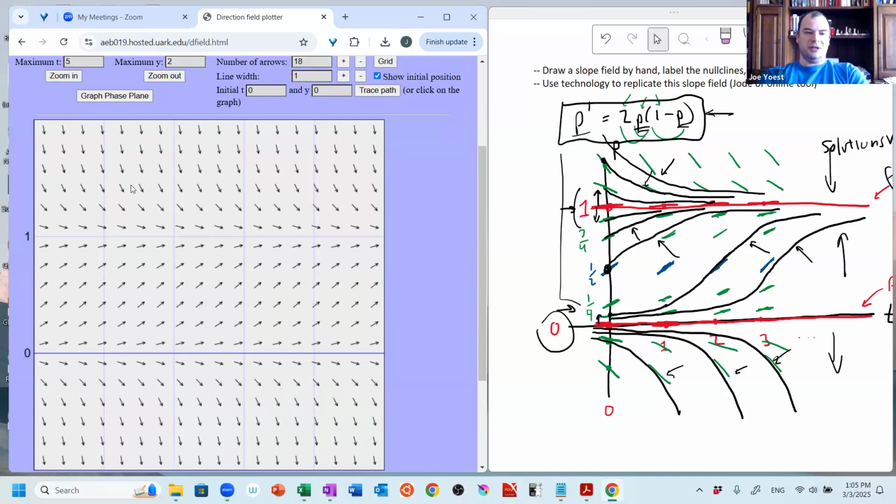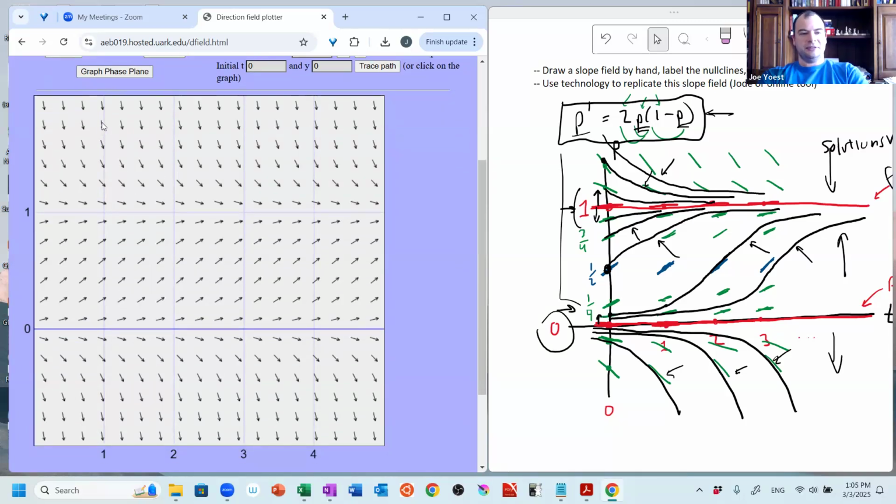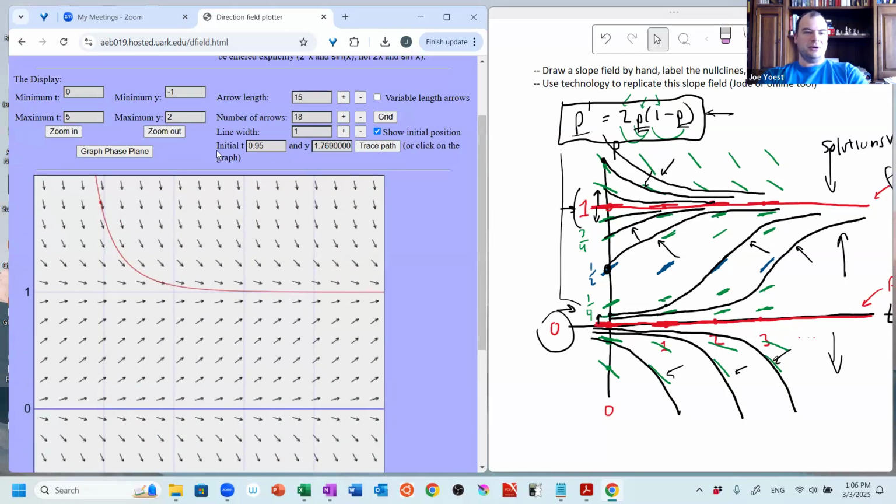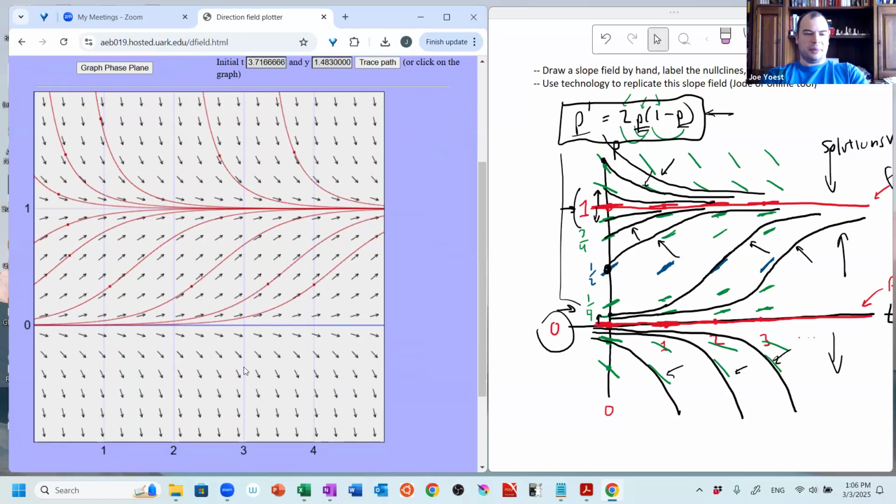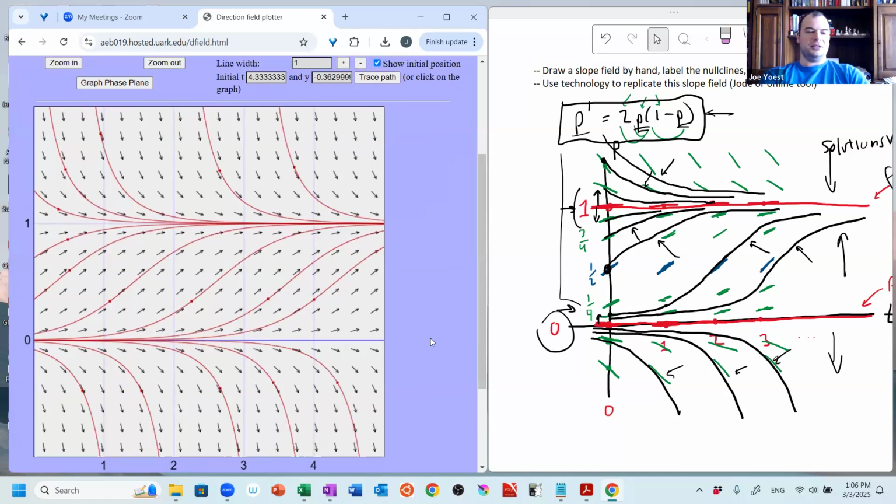But the other thing I really like about this one is we can just click on the graph and it'll enter the initial t and y up here. It'll just pick that point and it'll say, what would an initial value problem with this differential equation going through that point, what would the trace of its solution look like? It would look like that. I can just pick an assortment of points to fill in my set of solutions here. And it's very easy to do with technology.